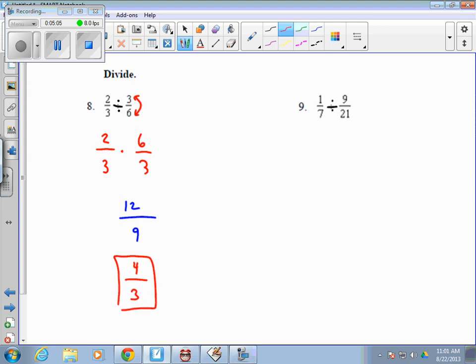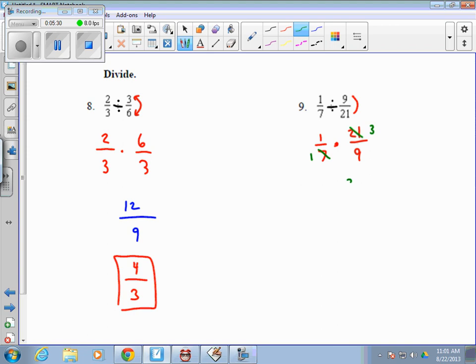1/7 divided by 9 over 21. Again, flip it and multiply by the reciprocal. 1/7. Division becomes multiplication. 9 over 21 becomes 21 over 9. There's a shortcut right here you can help yourself with, or you can multiply straight across. But if you notice that the number 7 goes into both of these, 7 times 1 is 7, and 7 times 3 is 21. Now you have smaller numbers to deal with.